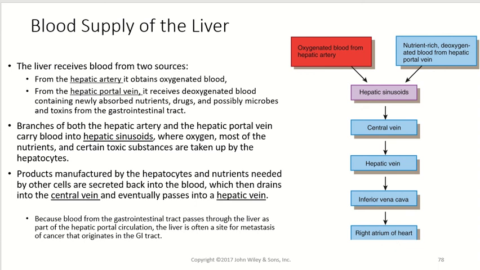So most of the blood from the gastrointestinal tract is going to pass through the liver, and it's going to do so as part of the hepatic portal circulation. So the liver is often going to be the site of metastasis for various types of cancers that originate in the GI tract. So that's an important thing to just kind of keep in mind.